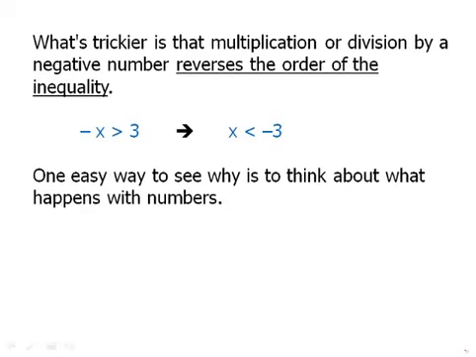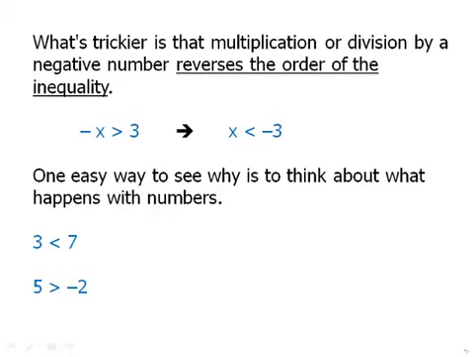One easy way to see why this is to think about what happens with ordinary numbers. So take the variables out entirely, and let's just think of ordinary numbers. So here are 2 valid, legitimate, true inequalities. It is true that 7 is greater than 3. It is true that 5 is greater than negative 2.